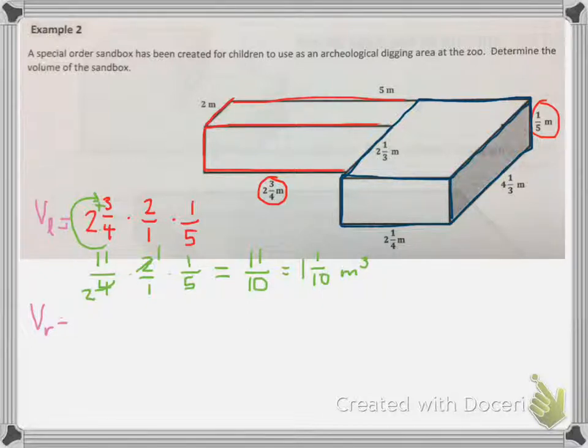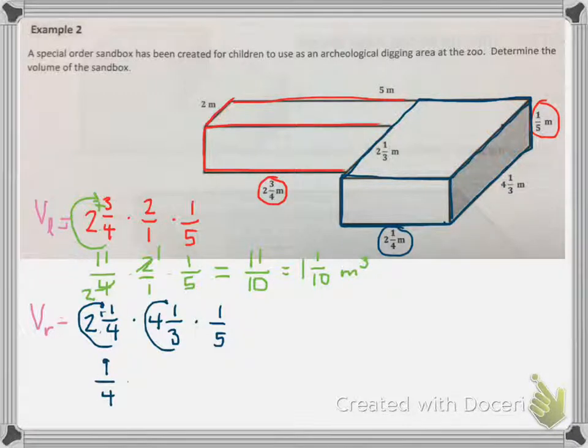So we need length, width, and height. So let's see, I have this length is 2 1/4. So I'll have 2 1/4 times the width is 4 1/3, times the height is 1/5. All right, and then I can change these. This is 4 times 2 is 8, plus 1 is 9/4, times, change this one, 4 times 3 is 12, plus 1 is 13/3, times 1/5.